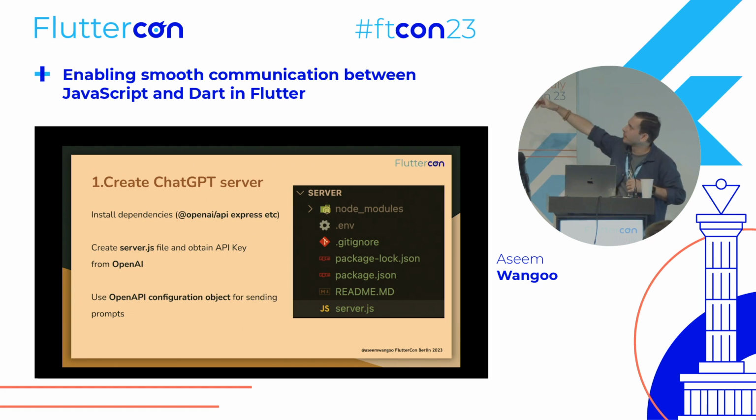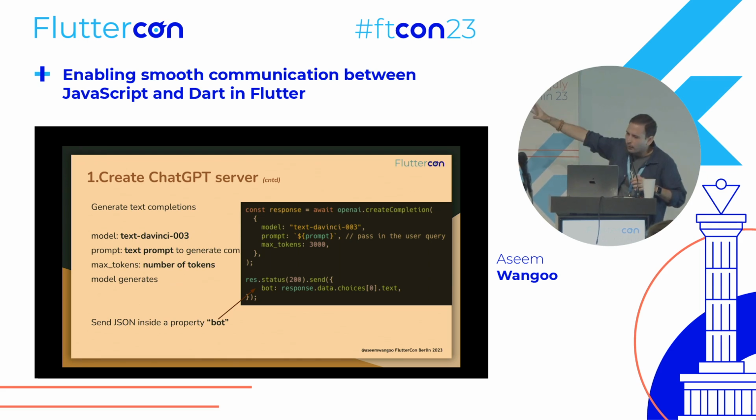So for the first step, we have this normal Node.js app where we are creating a server.js file, which you can see on the right-hand side. So yes, we need to install some dependencies. So for instance, it's OpenAI, API, and Express, because we want to create a server locally. Then yes, we need to have that key, OpenAI key, because we need to interact with those guys.